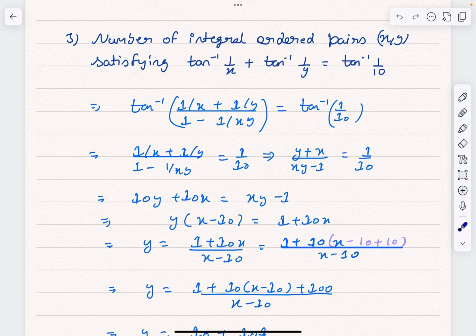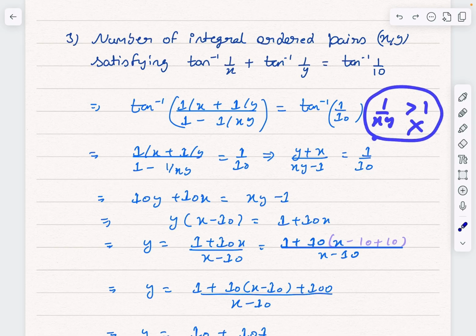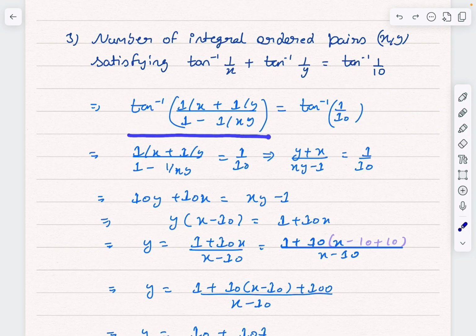First of all, we can just use the formula: tan inverse 1/x plus tan inverse 1/y is tan inverse of (1/x + 1/y) divided by (1 minus 1/xy). You will see that the denominator here will always be positive because x and y are integers. 1/xy will always be less than 1 only because x and y are integers. So using the regular formula, this is equal to tan inverse 1/10 only if this thing is equal to 1/10.